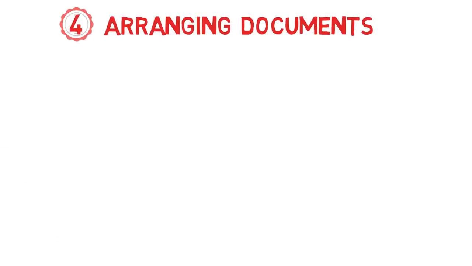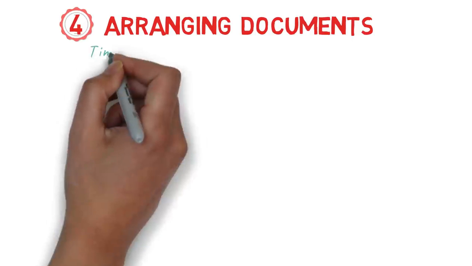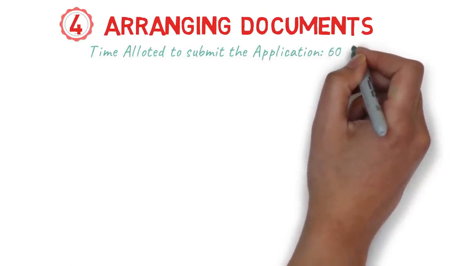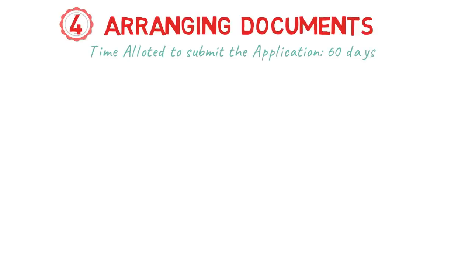Okay, now step 4, arranging documents. Trust me, this is a really time consuming process. However, the time allotted to submit the application after you get the ITA is 60 days. Earlier it was 90 days, but now it has been reduced by 30 days and it is now only 60 days or 2 months. Now, which are the documents required?